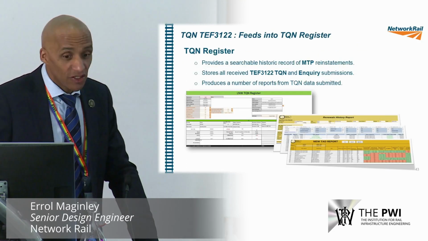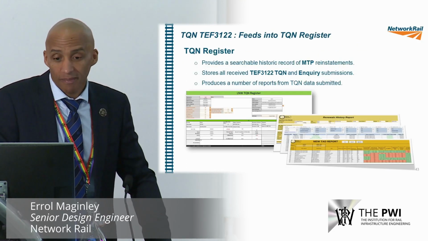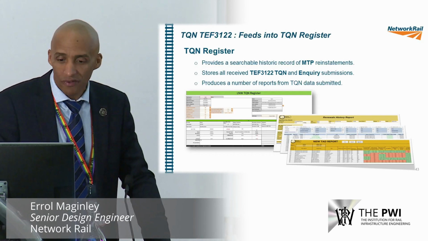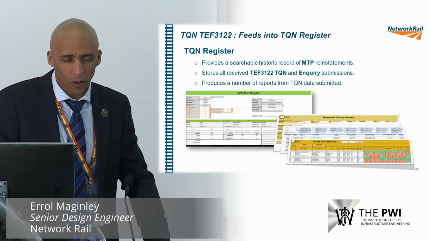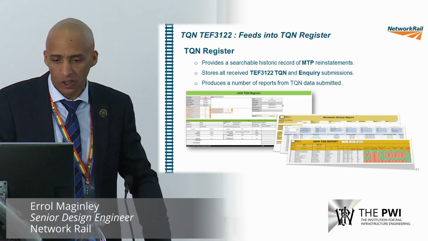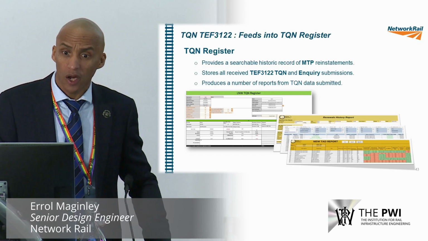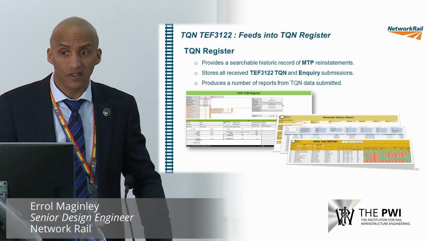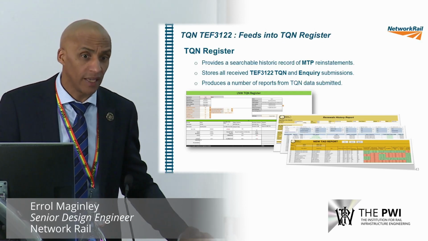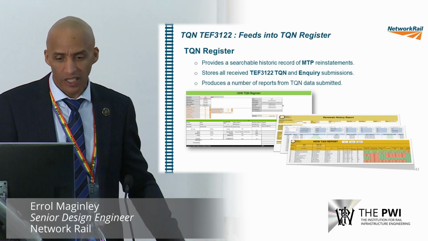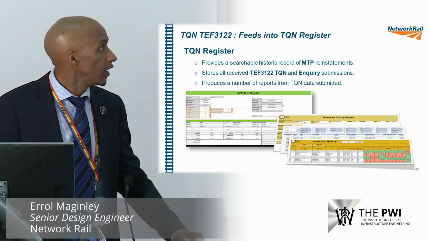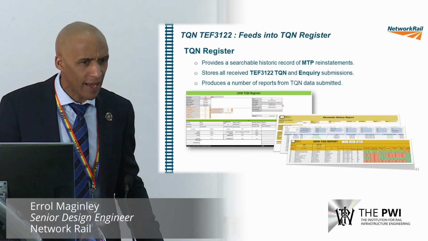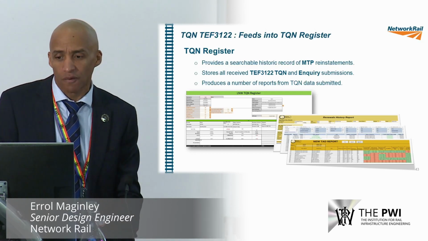These forms feed into a TQN register, we call it. It's quite simple. It probably sounds more complicated than it is, but these feed into a register. And that enables us to produce various reports. So we can produce a renewals history report. Over years, we can see, what is the history of a particular location? What renewals have taken place? If it's high output, conventional plain line, we can build up that information. We can also highlight areas where we've had new TAD reports, so we can start to see a pattern and manage the information going forward.